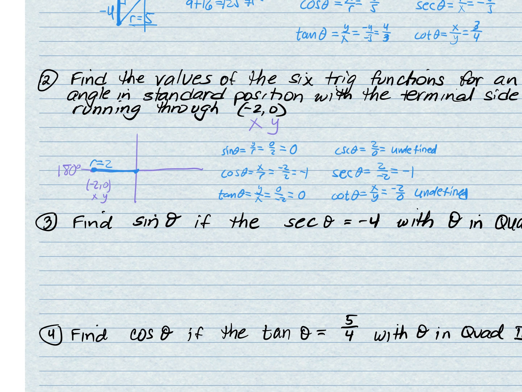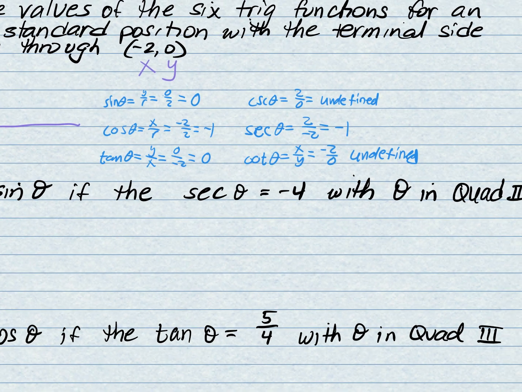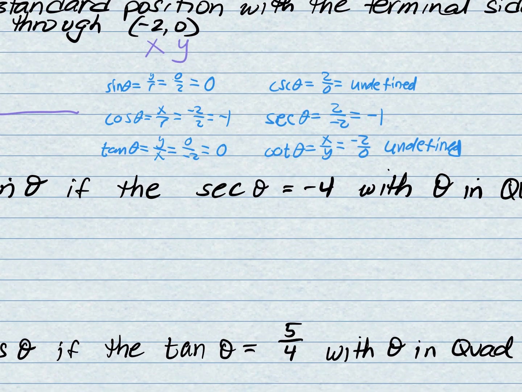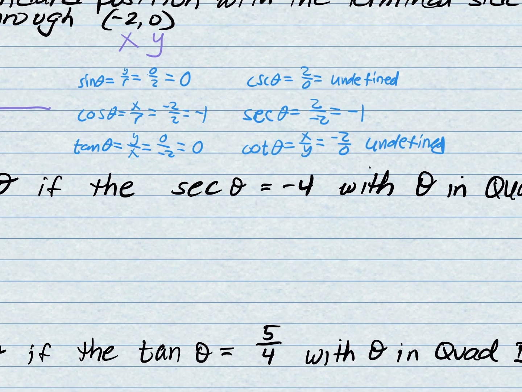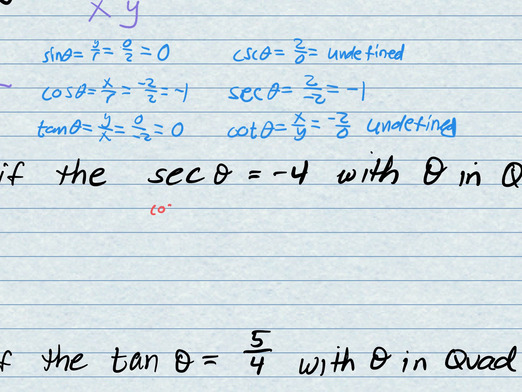Okay, so the next two are probably the more challenging ones in this section, just because we need more information than we're given. So let's see if we can piece together what this information is telling us. I want to find sine of theta where secant of my angle is negative 4. Well, you know that secant goes with cosine, right? If you remember cosine is x over r, then you know that secant has to be r over x.